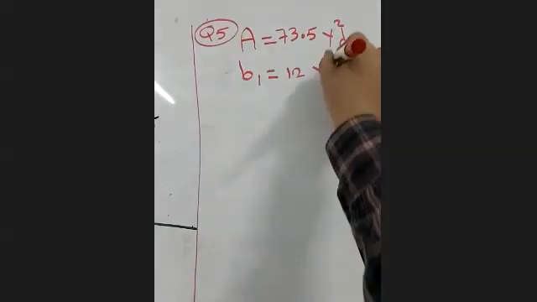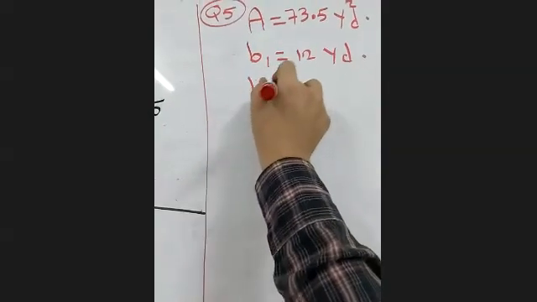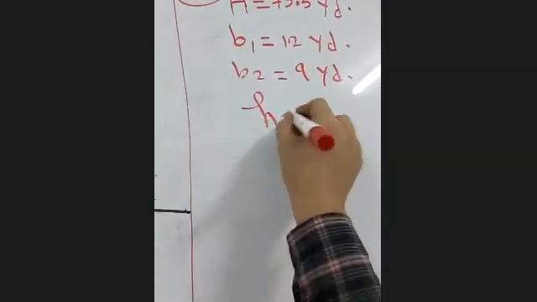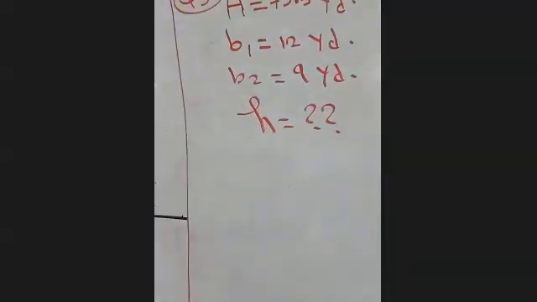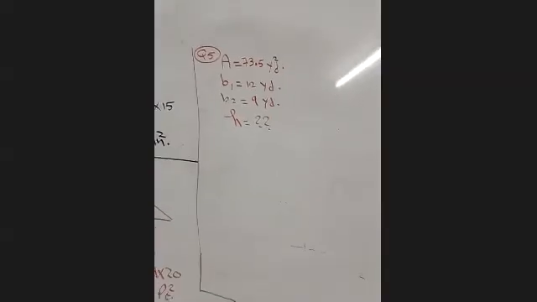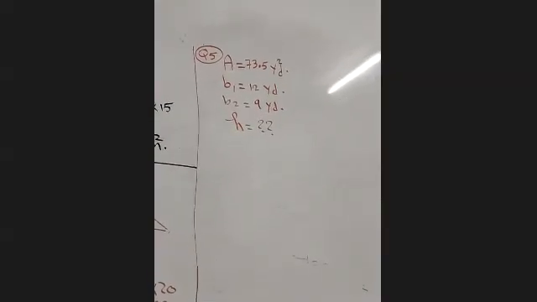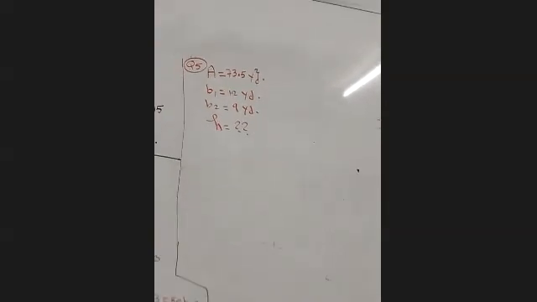What else? Base 1, how much? Base 1 is 12 yards. Good. Base 2, how much? Base 2 is 9 yards. And they want us to find what? The height. The area of the trapezoid is given, base 1 given, base 2 given, they want the height. Tell me, what will you start with?